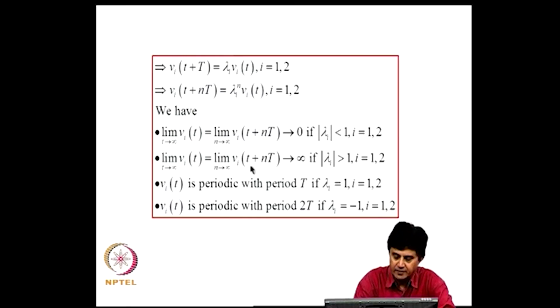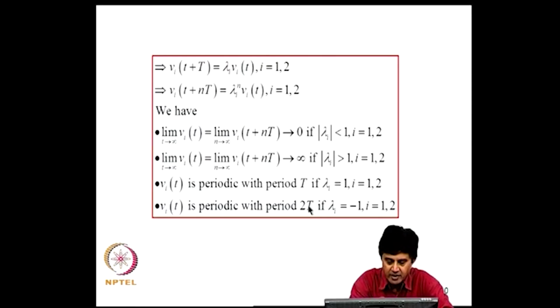On the other hand, if modulus of lambda is greater than 1, this solution will blow off. If lambda is equal to 1, then it is periodic with period capital T. On the other hand, if it is minus 1, then after every 2T it returns to the original state. The first time you operate, it becomes minus of the quantity, and then the square of that quantity returns to the original state. So, the period will be 2T.